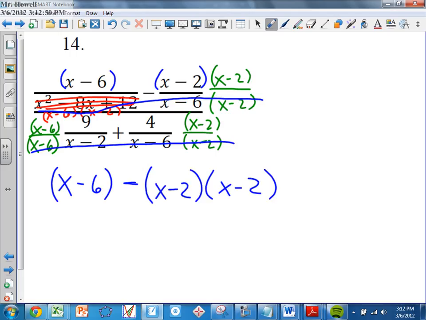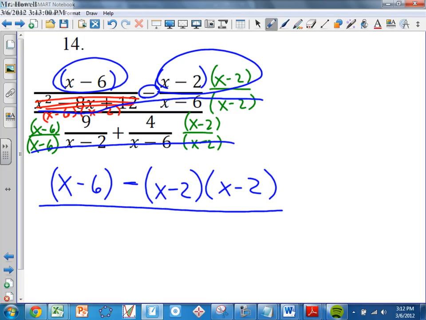Yeah, we're going to get there. Up the bottom. Does that make sense? Sorry. Again, it's x minus 6 here, minus the quantity x minus 2, x minus 2. x minus 6 times the 9, don't forget the 9, plus 4.